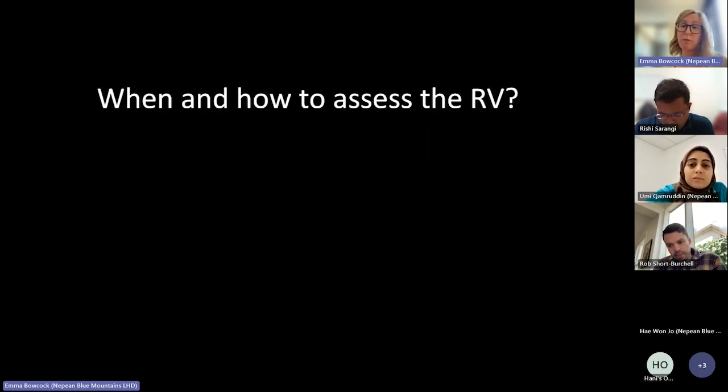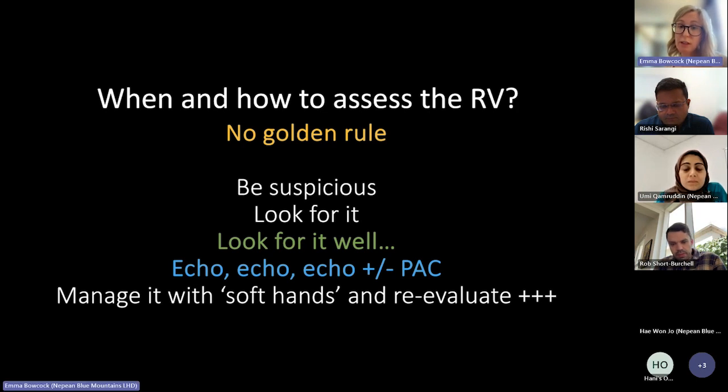So then, this is another question, isn't it? When and how do we assess the RV? Again, I don't think there's any golden rule to this. I think the key thing for me is that in any critically unwell patient, we always need to be suspicious for it. It'd be lovely to have a pre-test probability schema where we think, in that patient we need to definitely look at their RV, and in that patient we don't. But nothing's ever perfectly sensitive or specific. So I think you've just got to have your spidey sense turned on and be suspicious and look for it, and not only look for it, but look for it well.